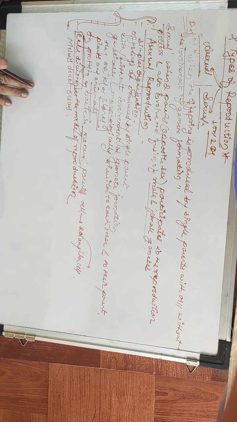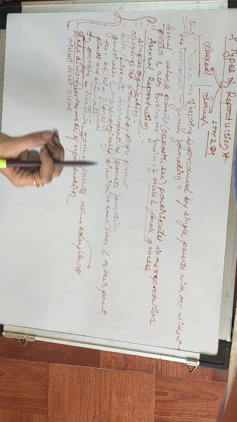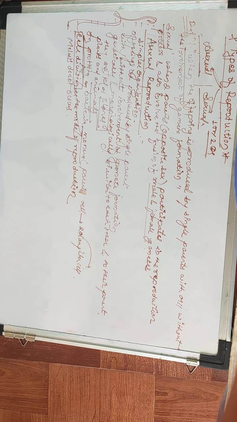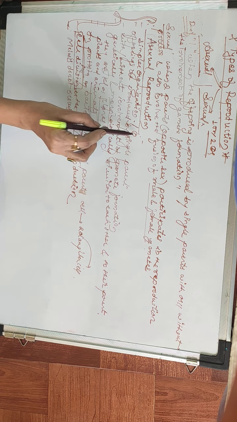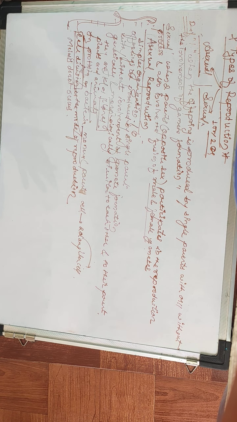Asexual reproduction involves organisms which have a very simple body organization, whether it may be a plant or an animal, and it generally occurs in unicellular organisms, in single cell organisms. The offsprings produced by asexual reproduction are produced by only a single parent, with or without involvement of gamete formation.